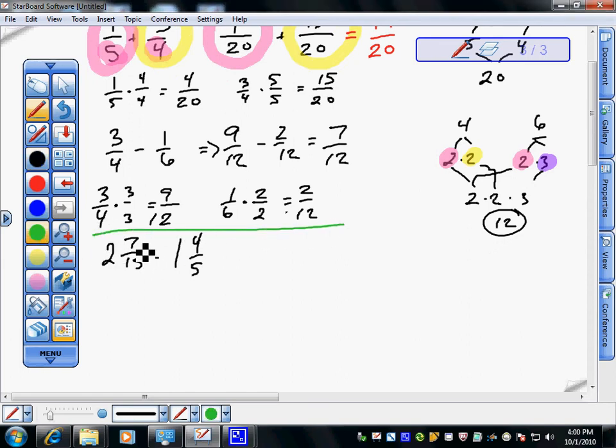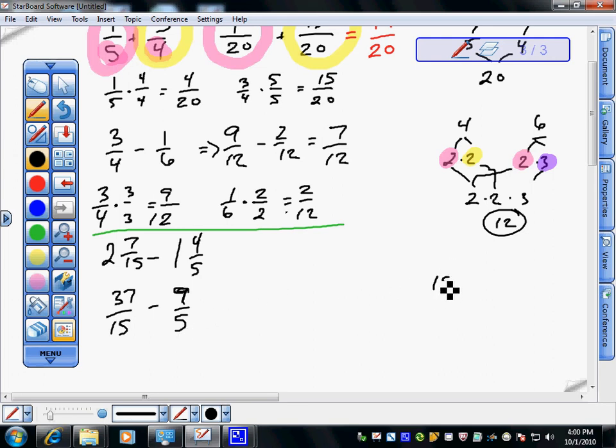The thing we have to look at here is we have a mixed number, so we can take and convert that to an improper fraction. 2 times 15 gives us 30, plus 7 makes 37 over 15. And I believe we'll find it easier to convert this to an improper fraction first. 1 times 5 is 5, plus 4 makes 9 over 5. So I now have 37/15 minus 9 over 5.